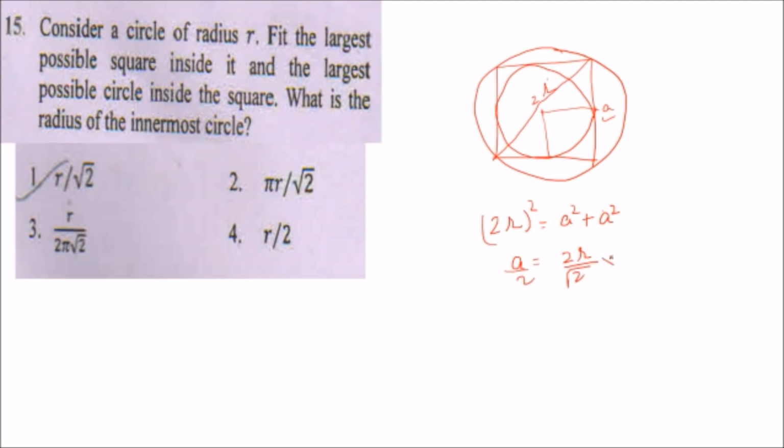So it will be, again we will halve it, and we will get r by root 2. So the answer is number 1.